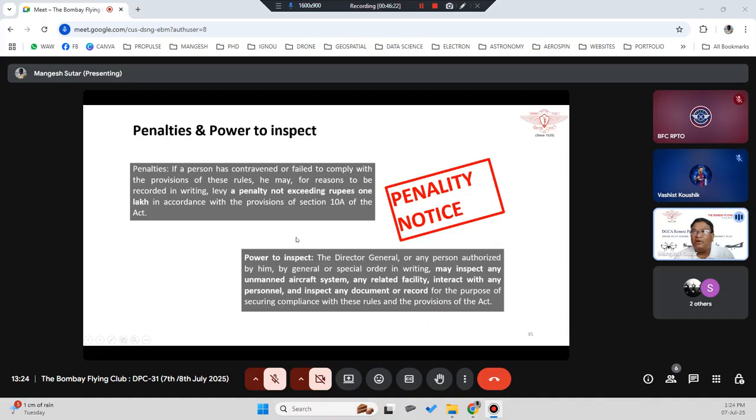Okay, power to inspect. DGCA has full power to inspect your premises, your drones, your documentation and everything. If they find anything non-compliant, they can penalize you and give you a penalty also. Okay, you can't say that you can't check my drone. You can't say that you can't check. Like even our authorized drone port is authorized.